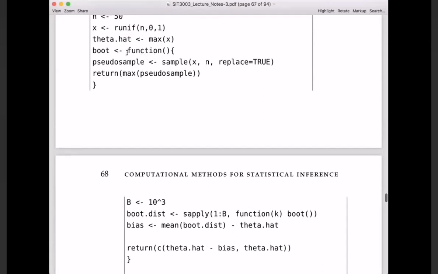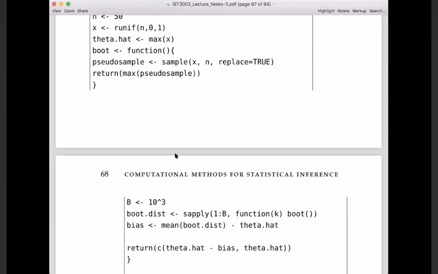Inside here, there's a function to do the resampling. So I resample. This is to create the bootstrap distribution of the max, right? After that, I run it 1,000 times to generate the bootstrap distribution. This gives me the bias, right? So the bias is the mean of the bootstrap distribution minus the estimate, the theta hat. And then I return this.